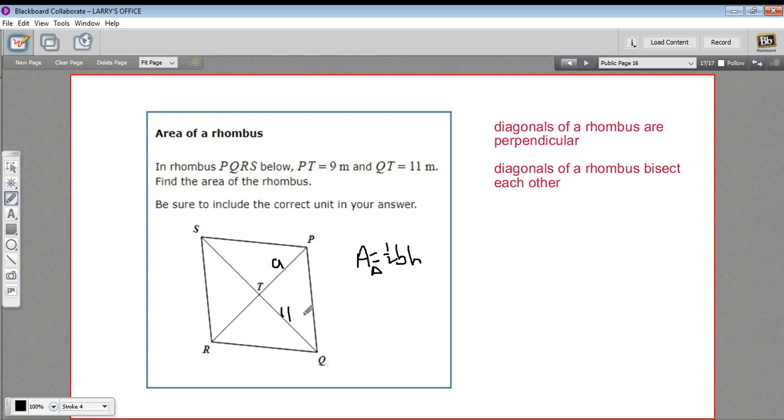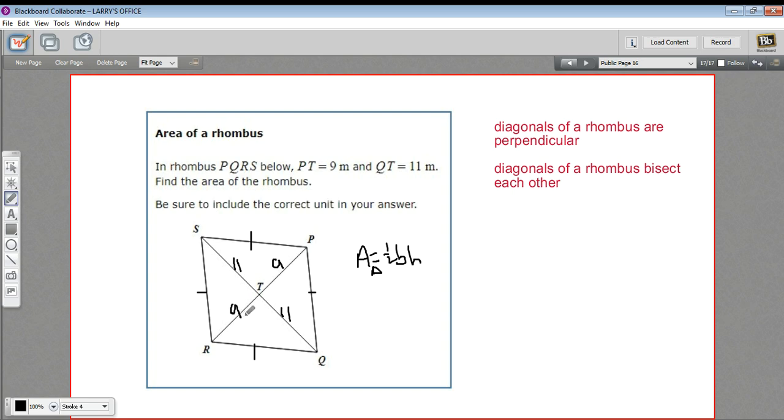So one of the things to know about a rhombus is all of these sides are the same. The other thing to know is that these diagonals are perpendicular bisectors of each other. So if this side QT is 11, that means ST is 11. And if this side PT is 9, that means this side RT is 9.